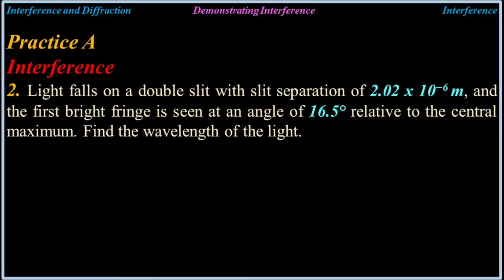Light falls on a double slit with slit separation of 2.02 times 10 to the negative 6th meters. That's kind of like micrometers. And the first bright fringe is seen at an angle of 16.5 degrees relative to the central maximum. Find the wavelength of the light.